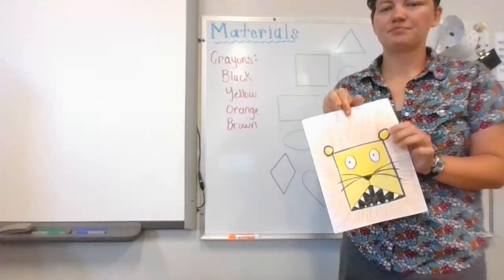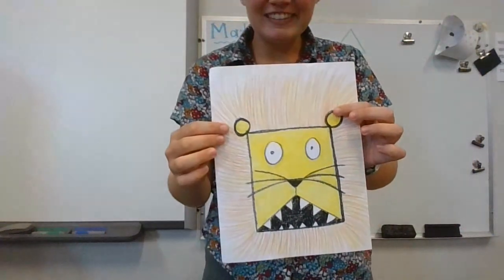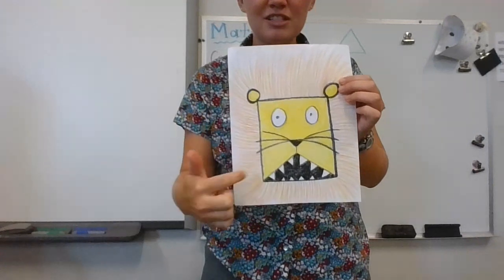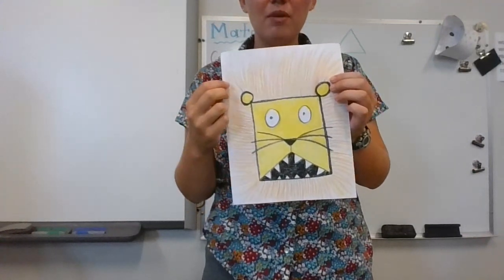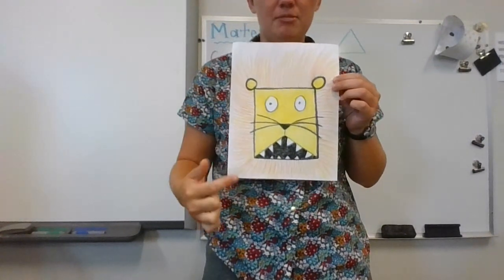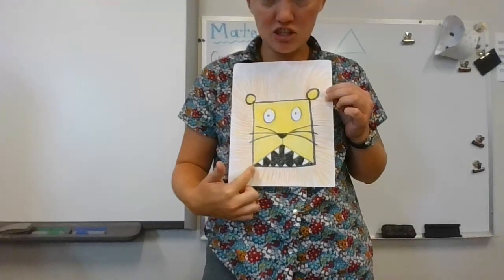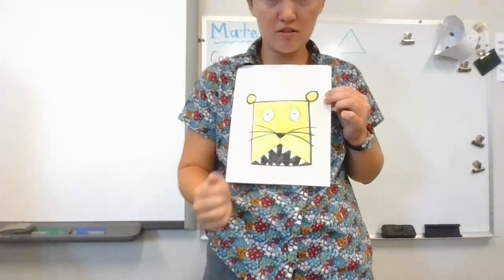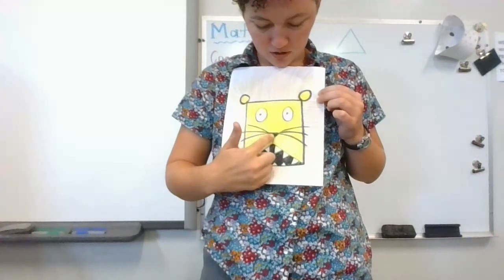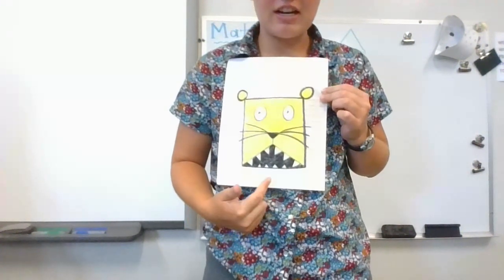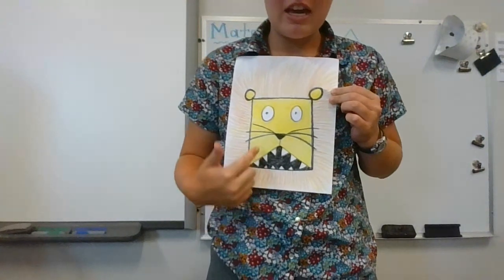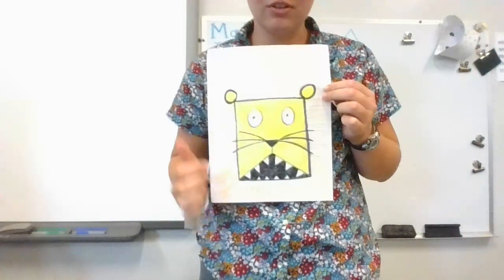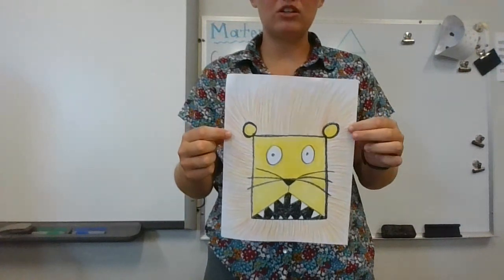So our lion is going to look like this. Okay, he's kind of silly looking. He's got big teeth and whiskers. All right, so why I'm calling him a shape lion is because if you look, he's made out of shapes. He's got a square for a head, a triangle for a nose. He's got triangle teeth, and then he's got circles for eyes and ears. Okay, so that's what we're going to be working on today.